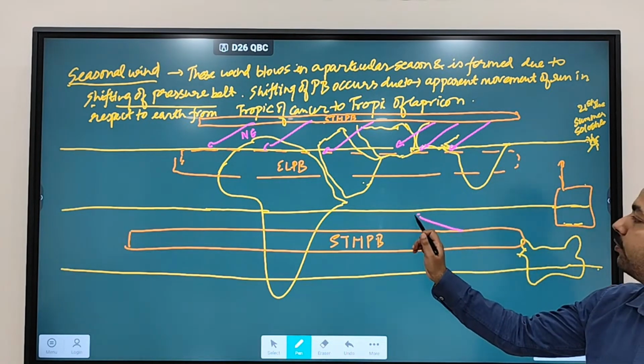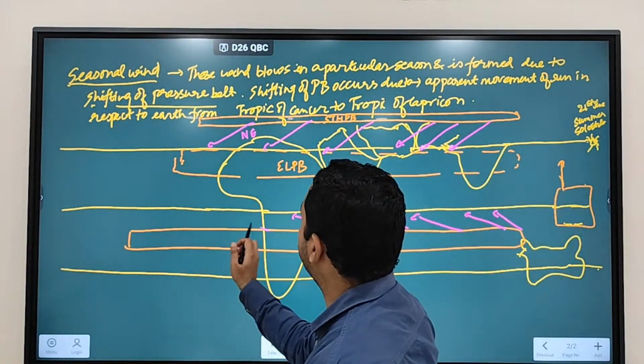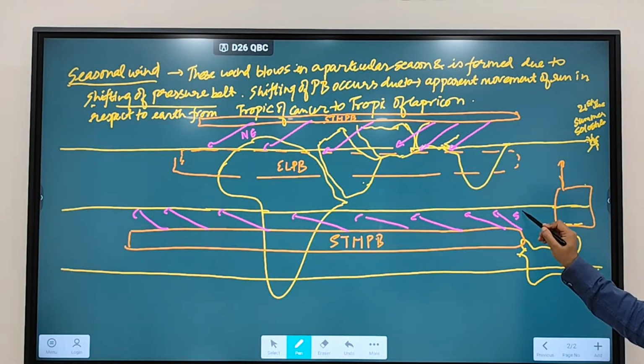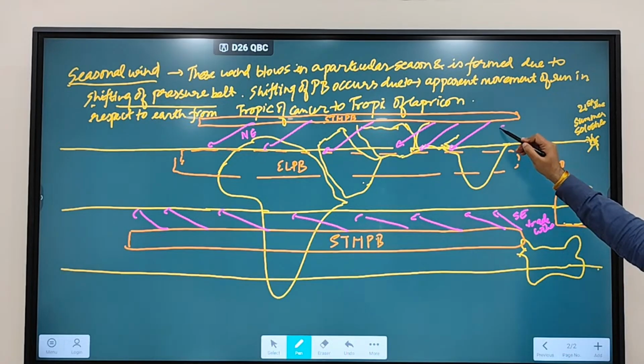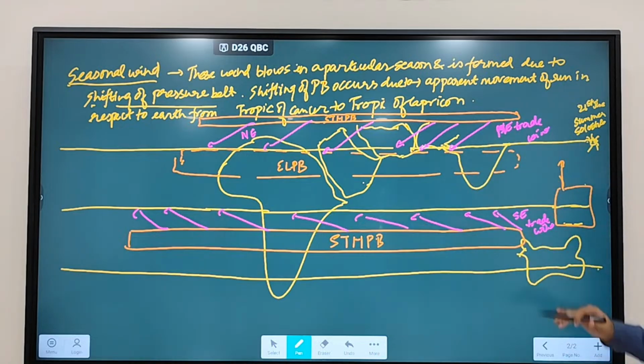And which wind will blow from here? We discussed this wind is called the southeast trade wind. So this is the northeast trade wind and this wind is called the southeast trade wind. The southeast trade wind is coming like this and the northeast trade wind is going like this. Fine. Now this line, as we are representing, is the 0 degree equator.